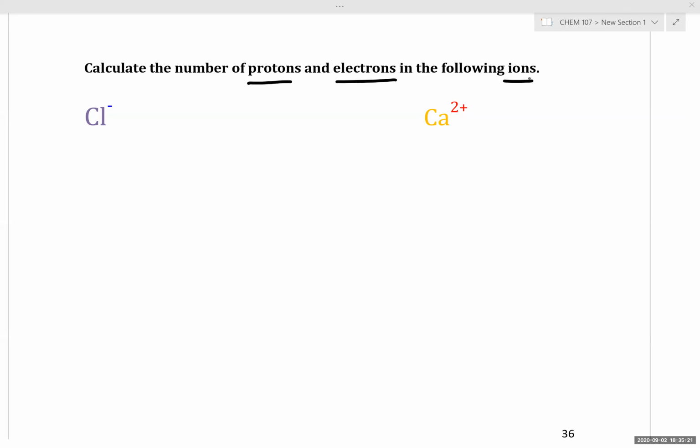Professor? Yes. So no matter how many charges they are, the protons and the neutrons will never change, right? The number of protons for the same symbol will be the same. So for example, chlorine always has the same number of protons. The number of neutrons depends on the mass number. Does that make sense? Perfect.